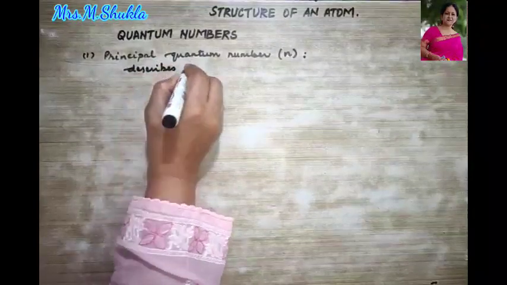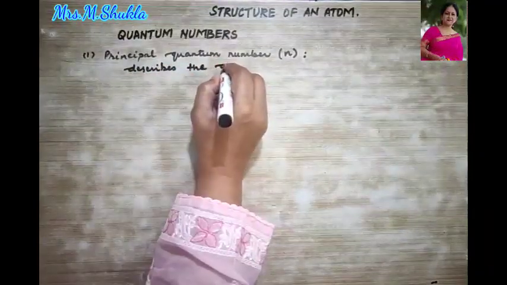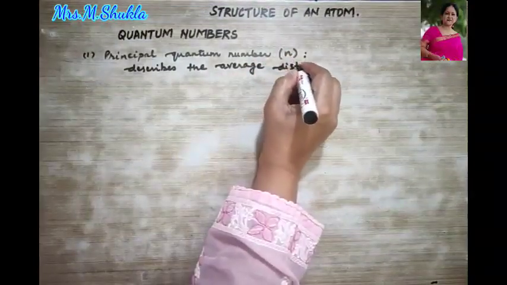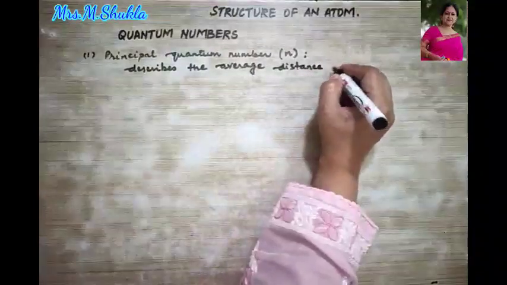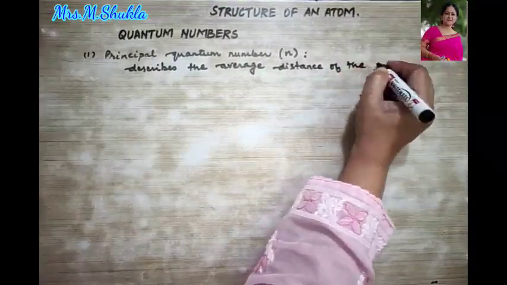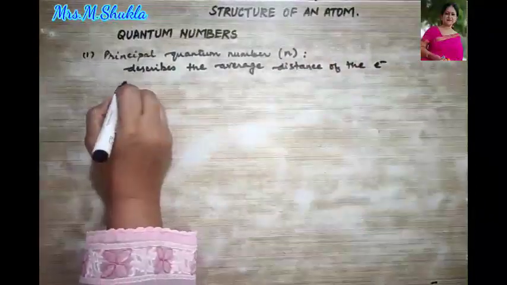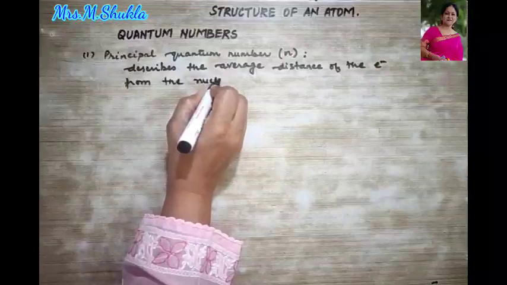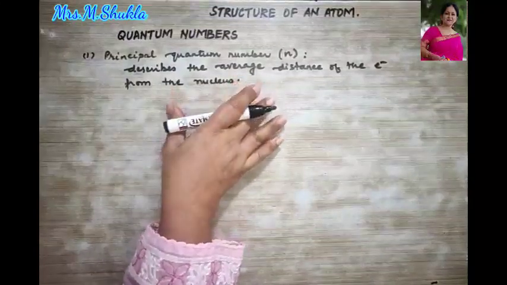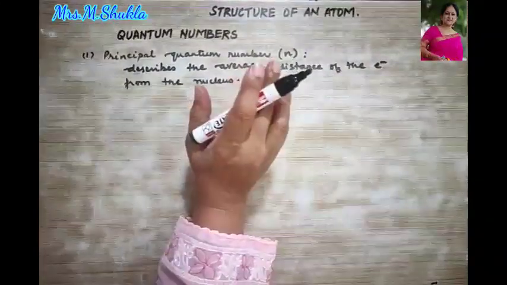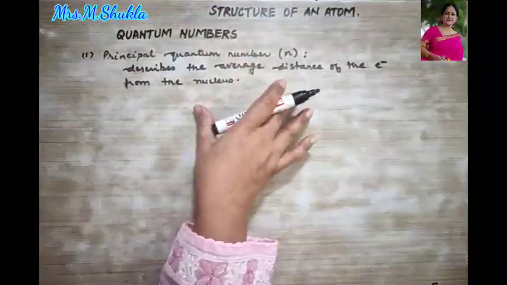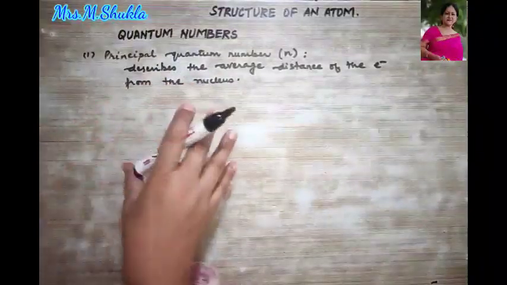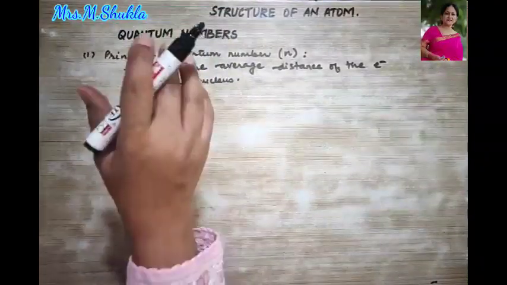It describes the average distance of the electron from the nucleus. Clear? It is designated as, I have already told you, N. The energy of the electron and the volume of the electron cloud are dependent on this quantum number.